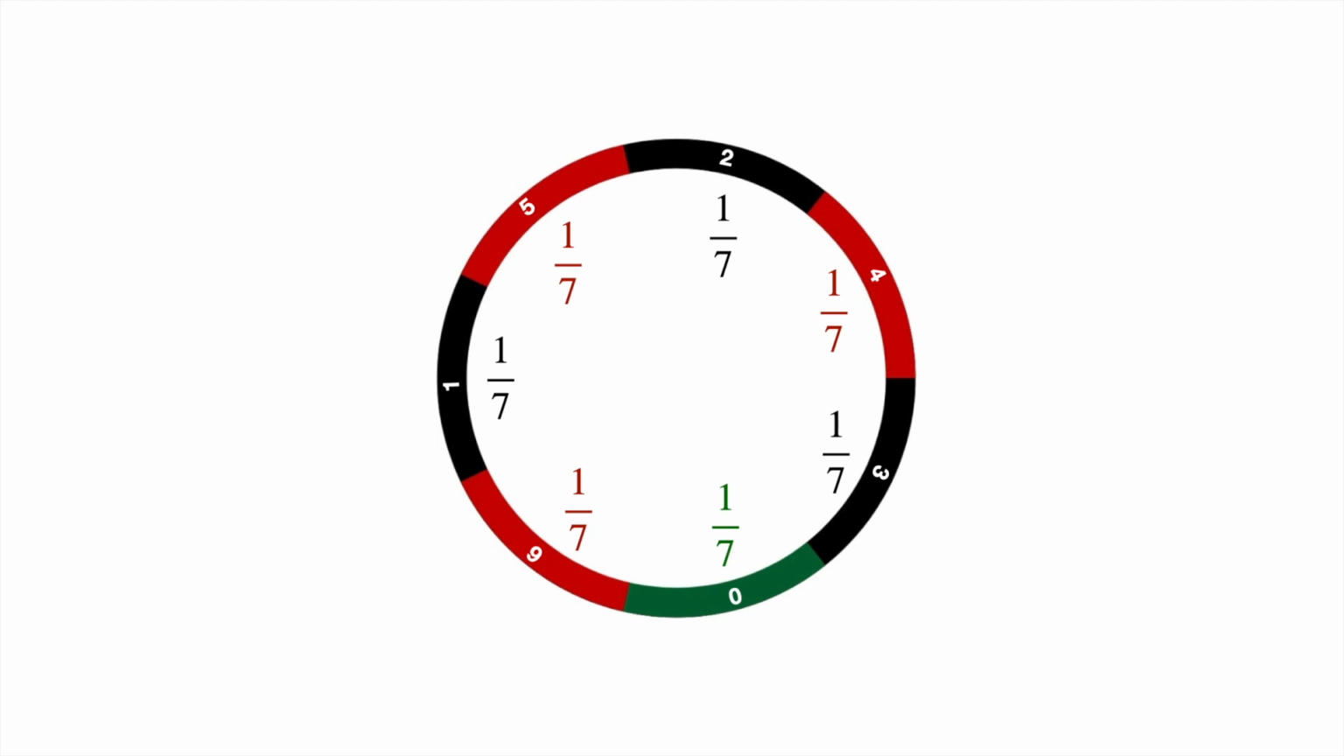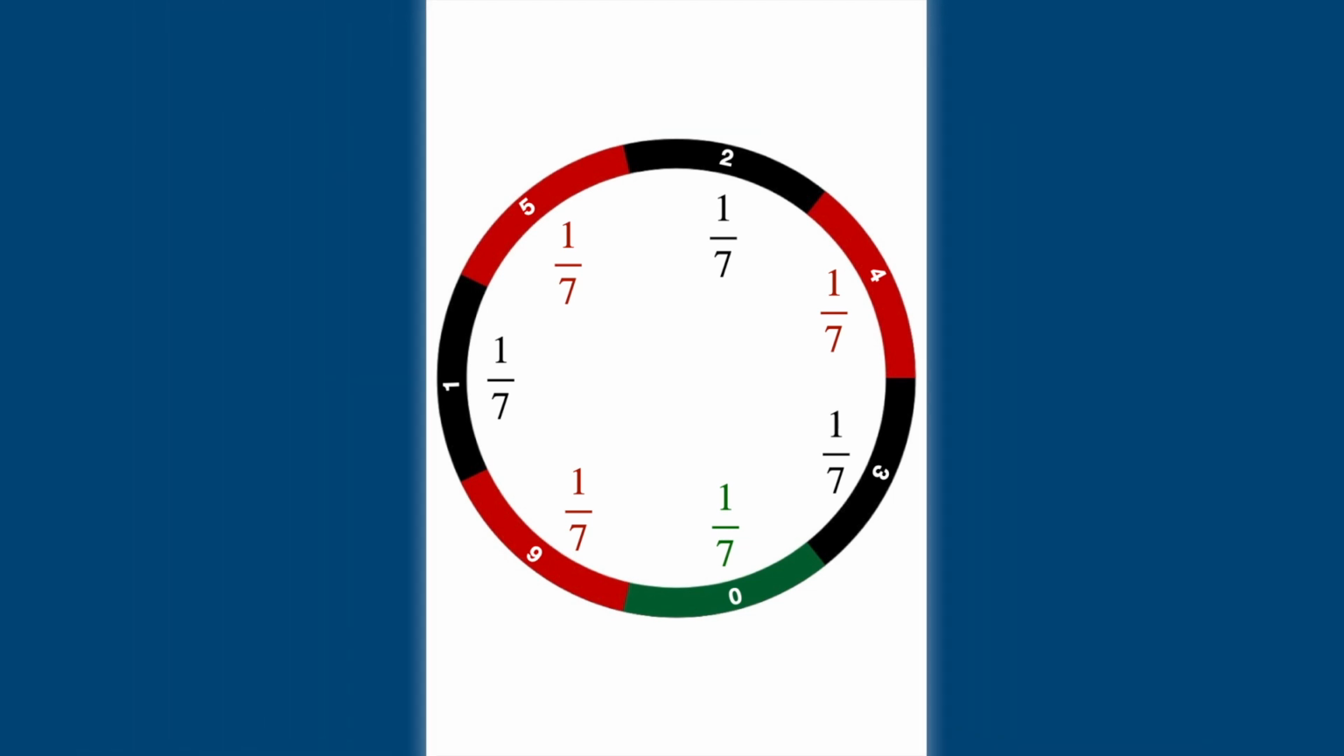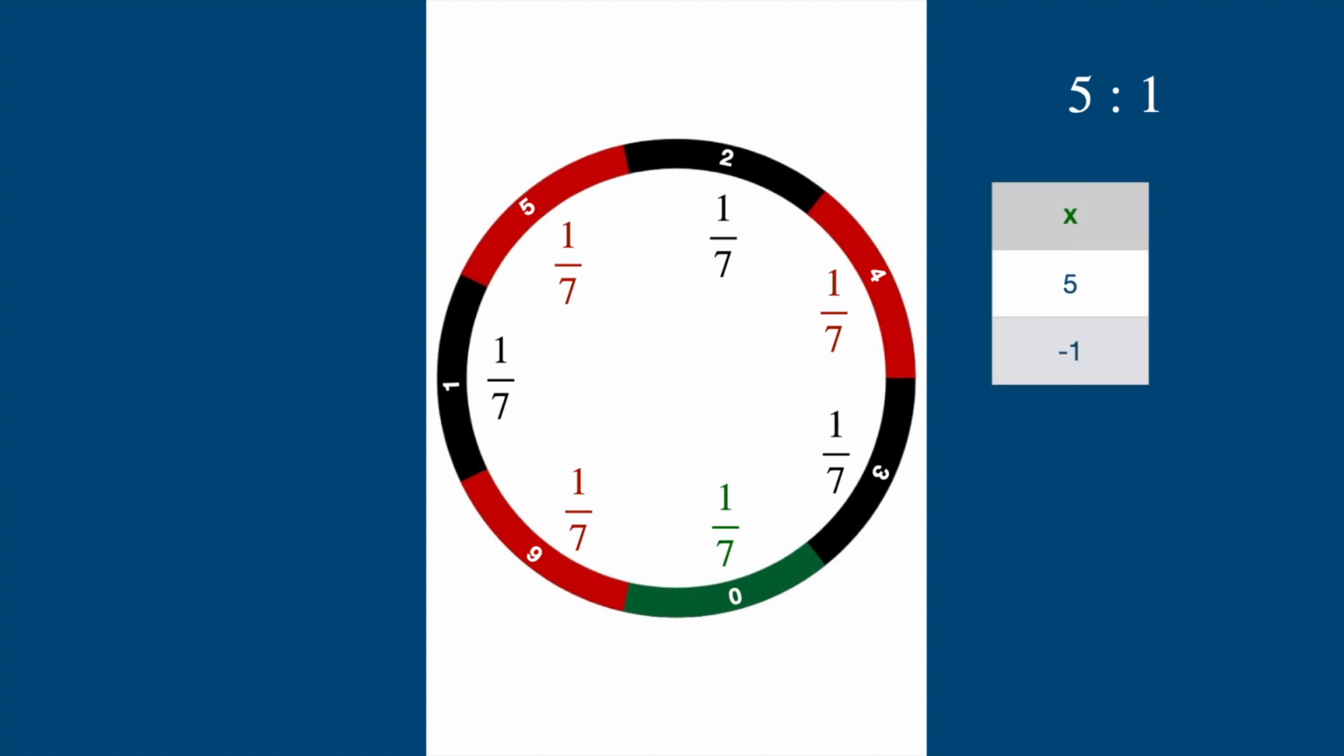Now, if we place a bet of 1 quid on one of the numbers, the casino will give us odds of 5 to 1, meaning if the ball comes to rest on this number, we will win 5, and if it doesn't, then we lose 1. We can say our profit and loss is a random variable which takes two values, 5 and minus 1.